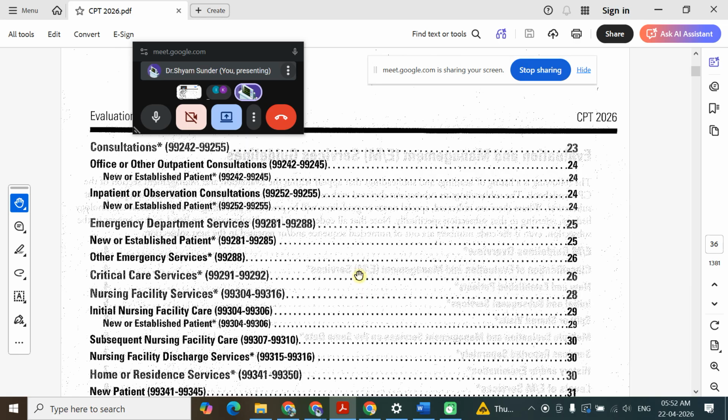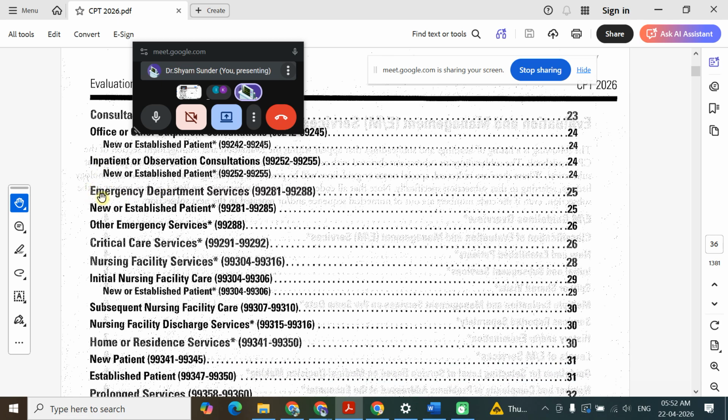Now let us go to another place of service, emergency department. This is a different place of service. The codes are 99281 to 99288. Here, in the emergency department, there is no difference whether new or established. The codes are the same, 99281 to 99285. So the emergency department is a very important one.